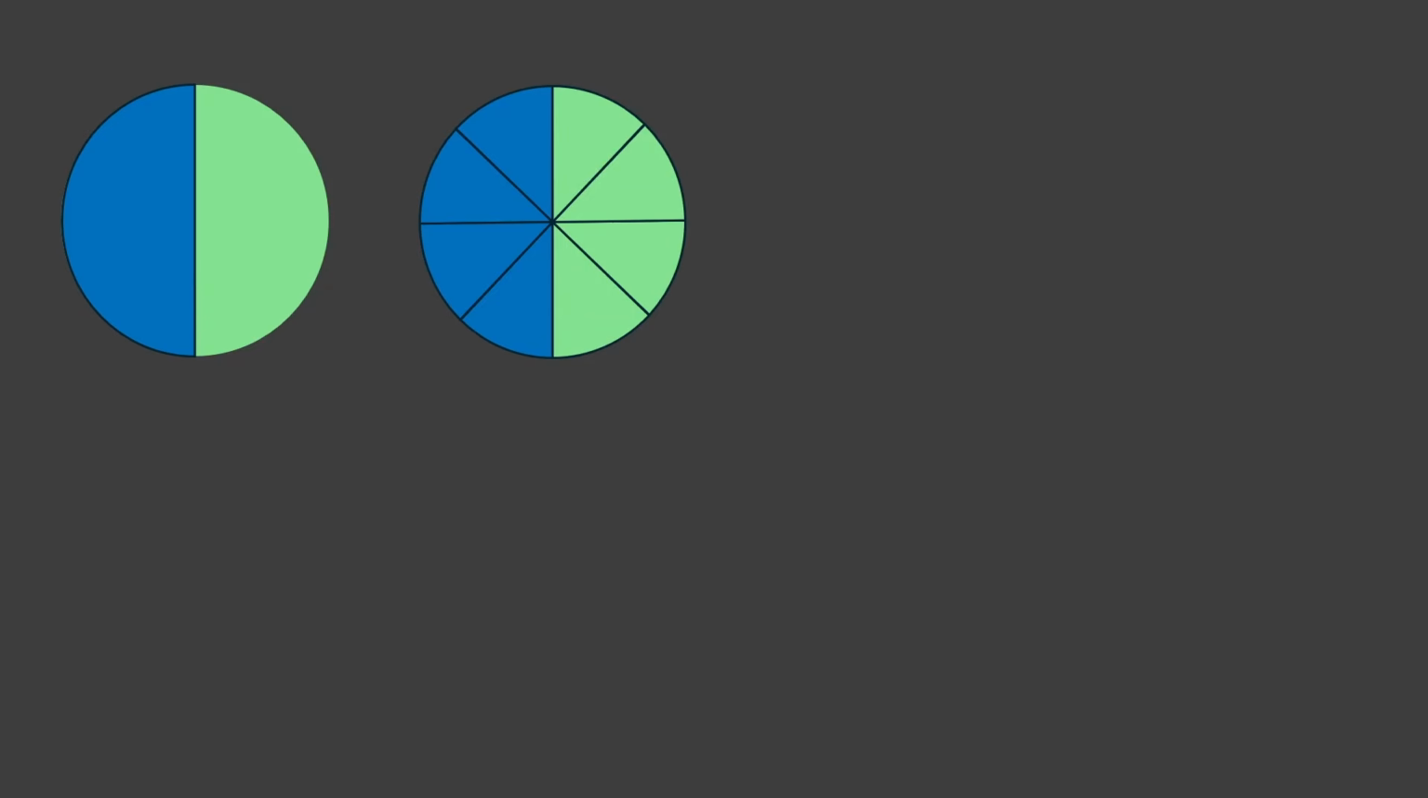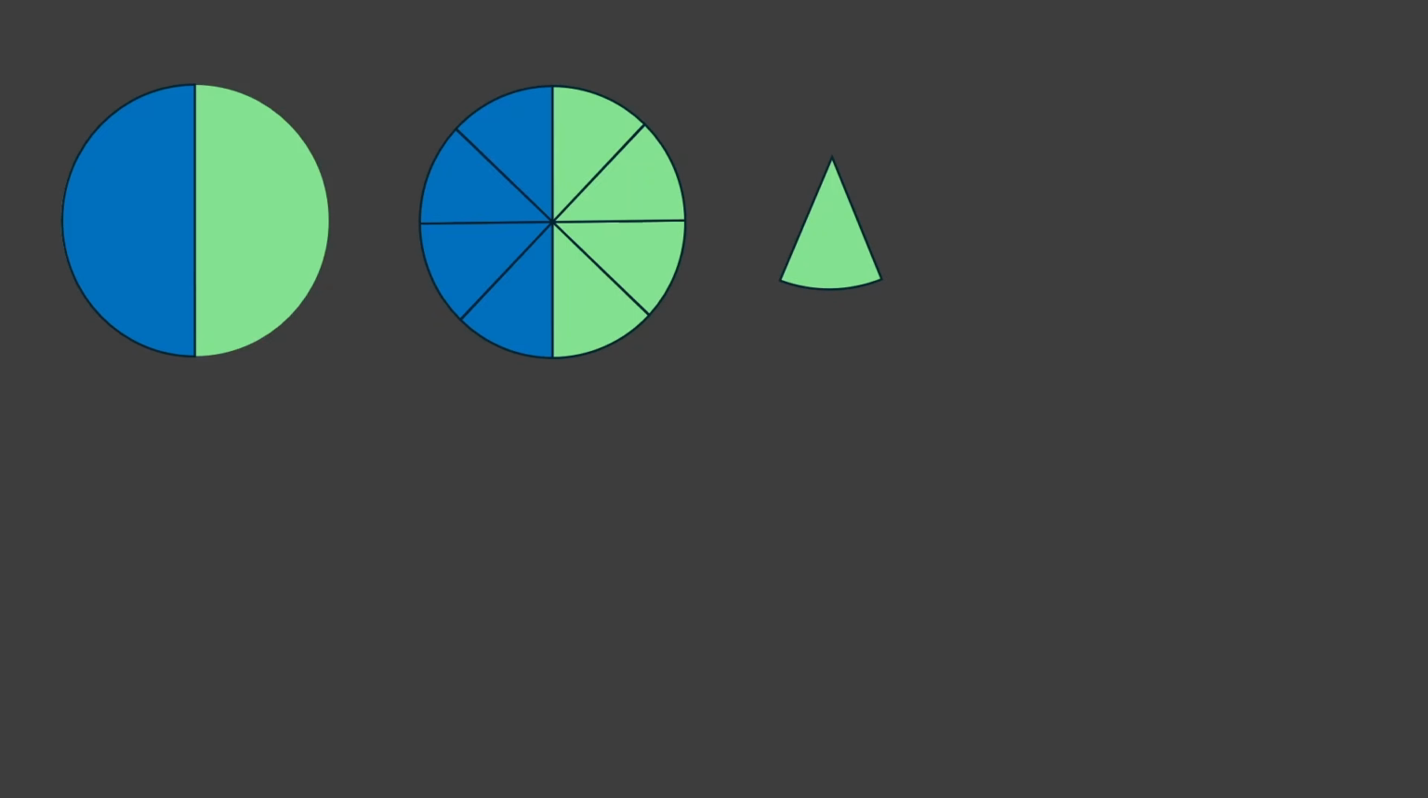Then we will fold this circle into 8 equal parts or 8 sectors. Then let us cut along these sectors like this. Now we'll have 8 sectors. Then we are going to arrange these sectors like this.